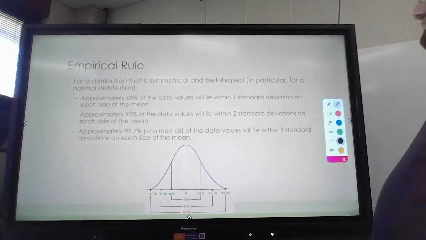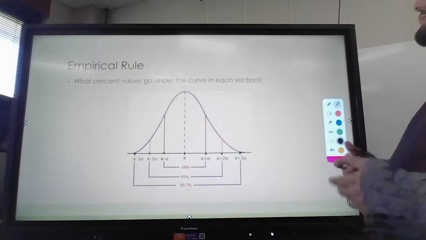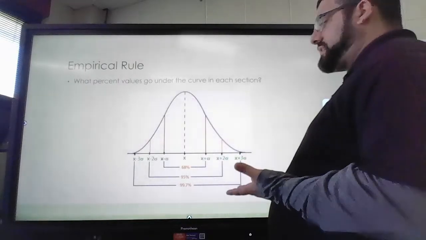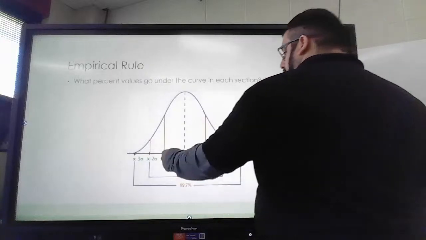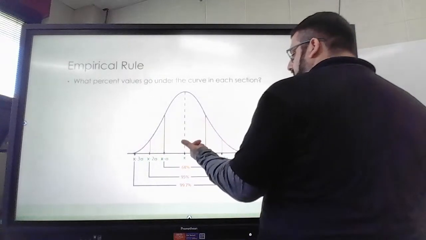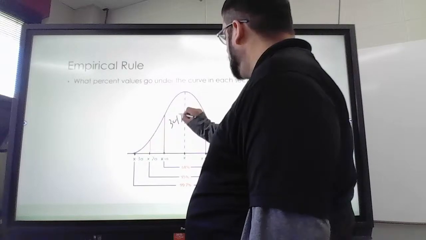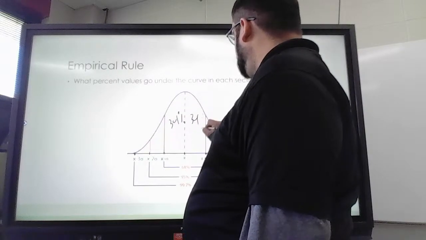Now, what does that mean for each individual section? So what percent of values go under the curve in each section? Well, first off, we know that this graph is completely symmetrical. So from here to here is 68%, which means that each individual section on either side of the mean is 34% of the data.